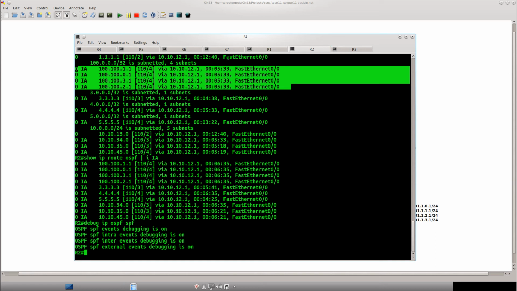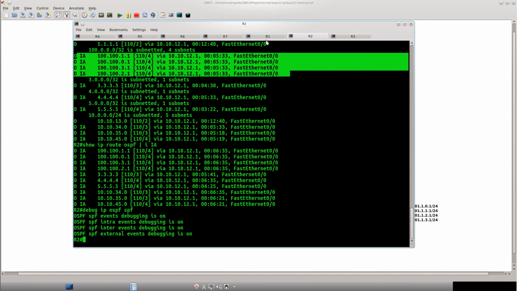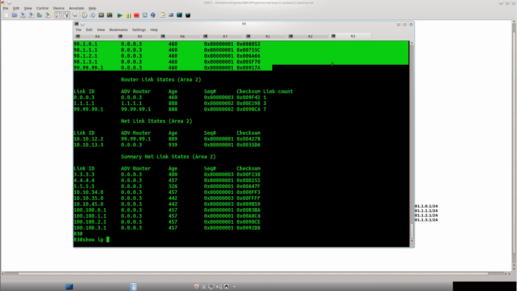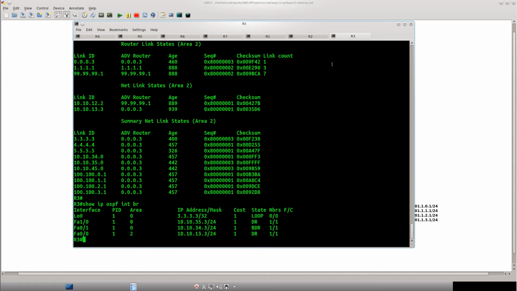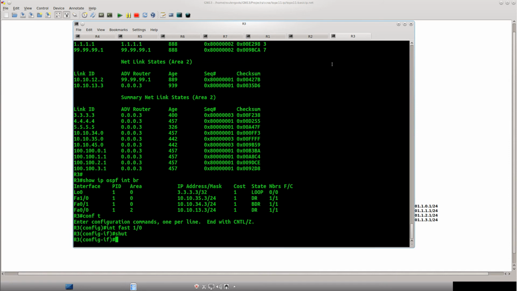So now we're going to go to R3. We're going to cut this link between R3 and R5. So show IP OSPF interface brief. The link between 3 and 5 is fast 10, so interface fast 10. Shut.